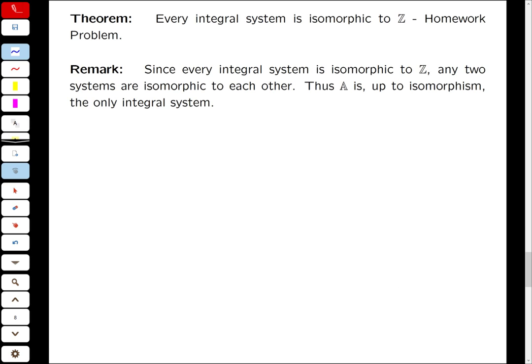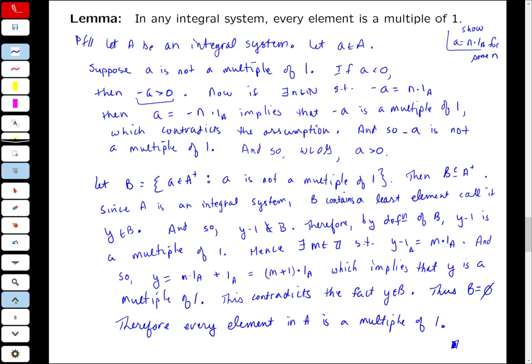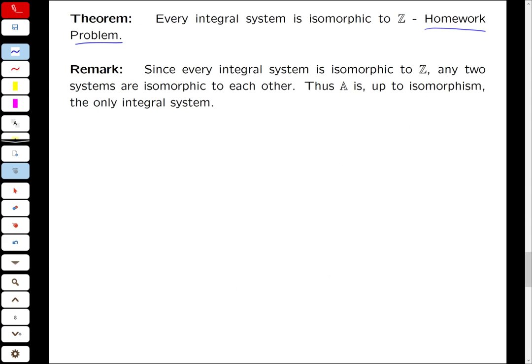Okay, every integral system is isomorphic to the integers. This is a homework problem. It is a bit of a tedious homework problem in that you have to show one-to-one and onto, and one-to-one and onto arguments use this argument that I did right here. So you're going to have to figure out how to do your one-to-one and onto arguments using sets like this. So that's where that comes from. The arguments are similar to the argument in the previous problem.